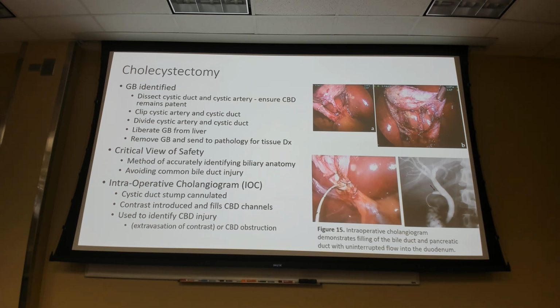Which is why a lot of times after we remove the gallbladder or dissect it out of there, we want to do an intraoperative cholangiogram. So we'll put some contrast into the cystic duct to make sure we didn't have any injury to the CBD. And we're just looking for any contrast extravasation on there.